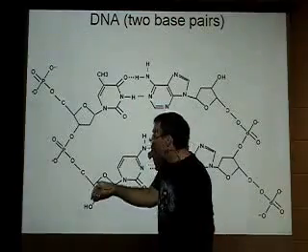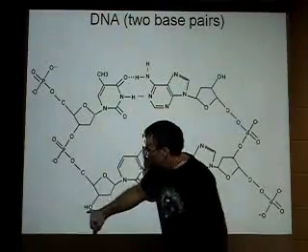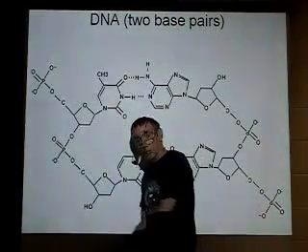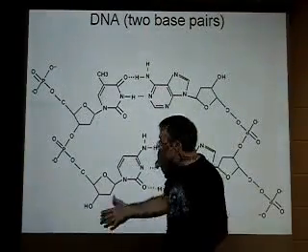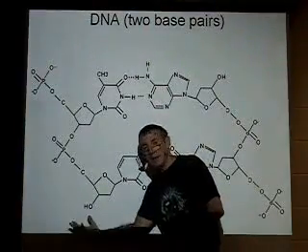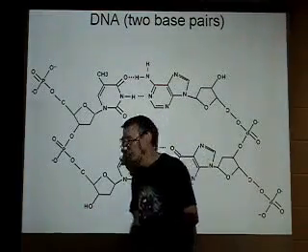Down here at the other end, you've got a 3' carbon that just has a hydroxyl group on it. It's available. You could add something on there. So this is the 3' end of the strand. This is the spot where we could add another nucleotide in DNA synthesis.